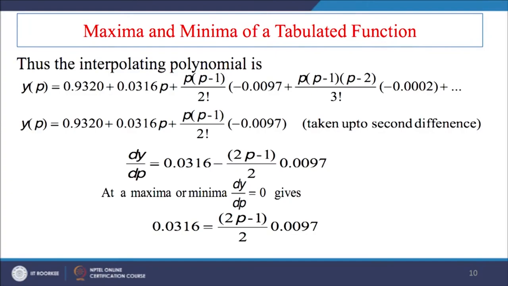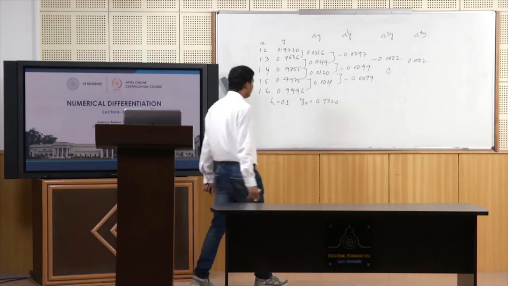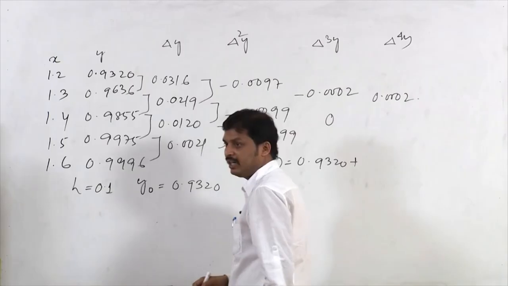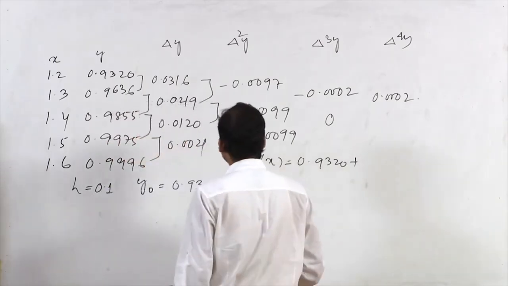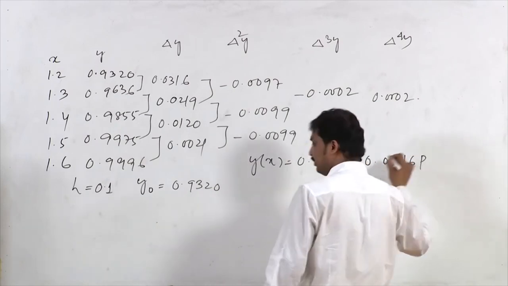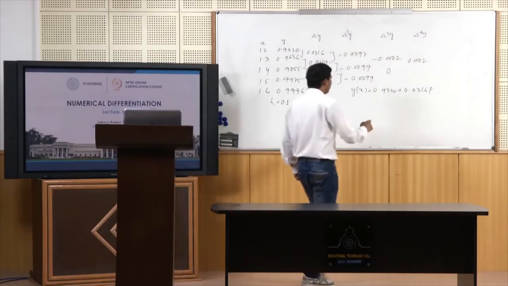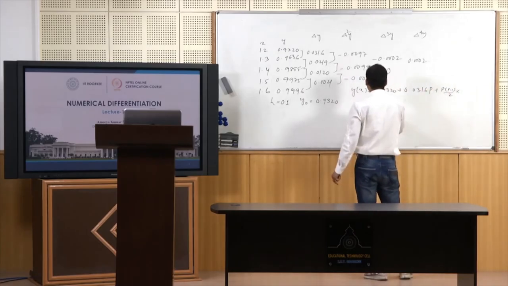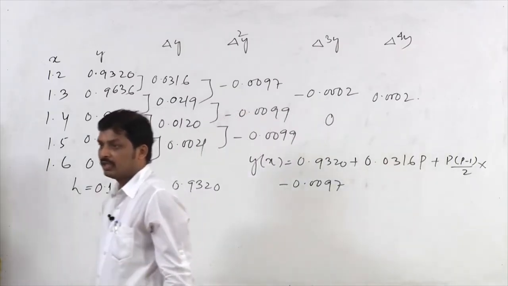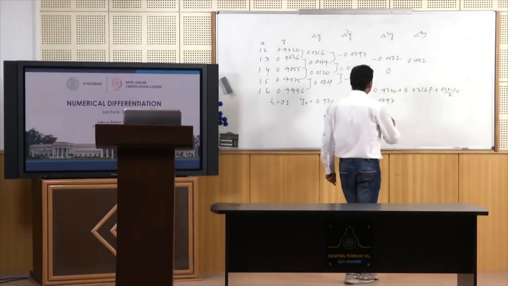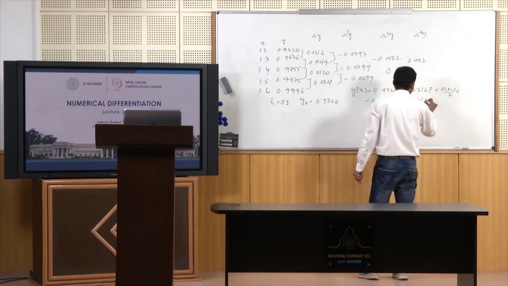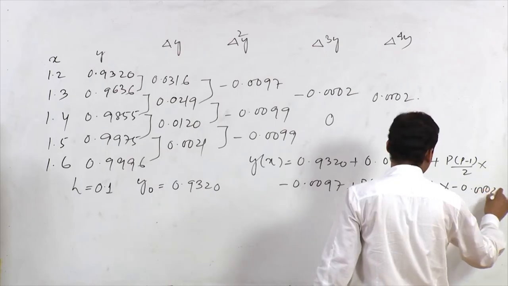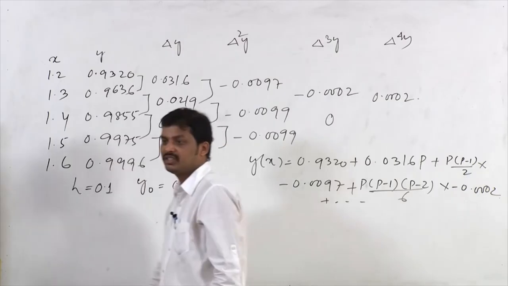Based on this, if we want to determine the interpolating polynomial, it can be written in the form y of x equals y 0, that is 0.9320, plus p delta y 0, that is 0.0316 p. And the third term, plus p into p minus 1 by 2 into the second difference, minus 0.0097. Then again p into p minus 1 into p minus 2 by 3 factorial into the next value, minus 0.0002, plus all other terms.